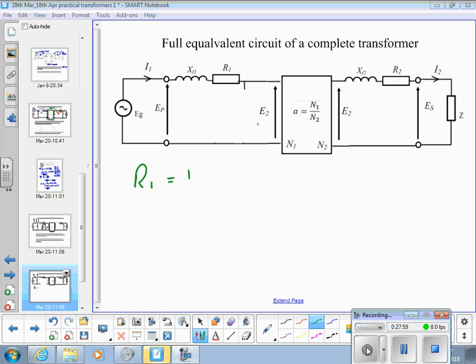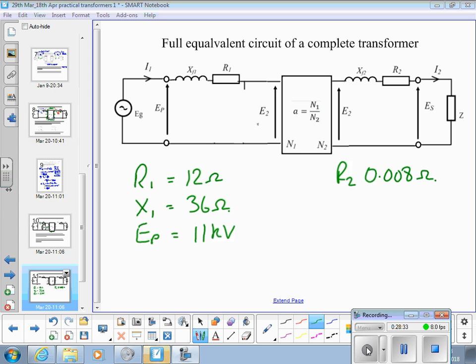R1 is 12 ohms, X1 36 ohms, EP 11 kV, R2 0.008 ohms.